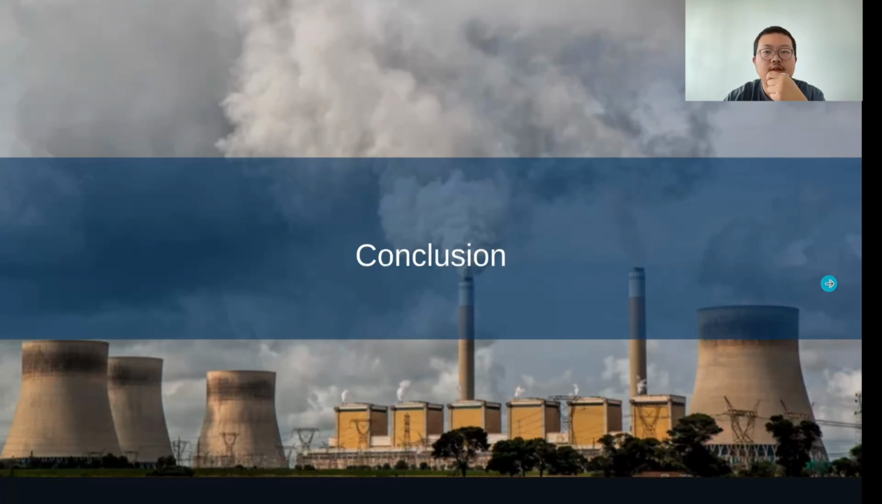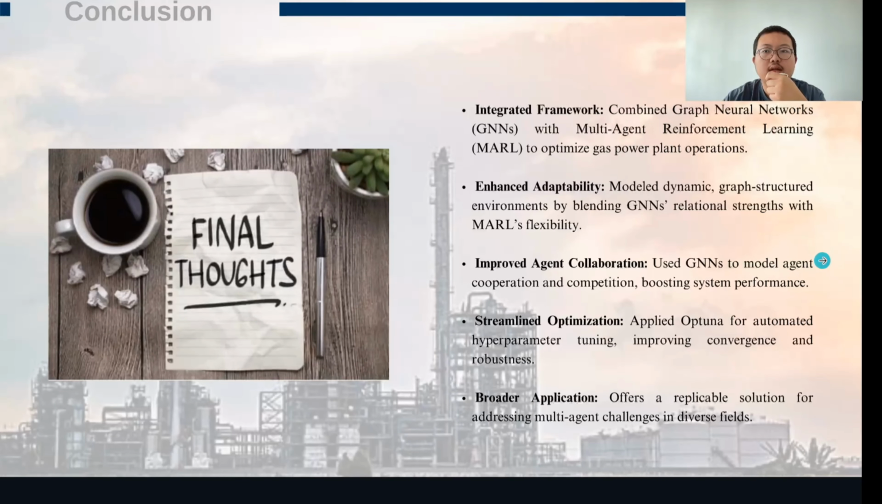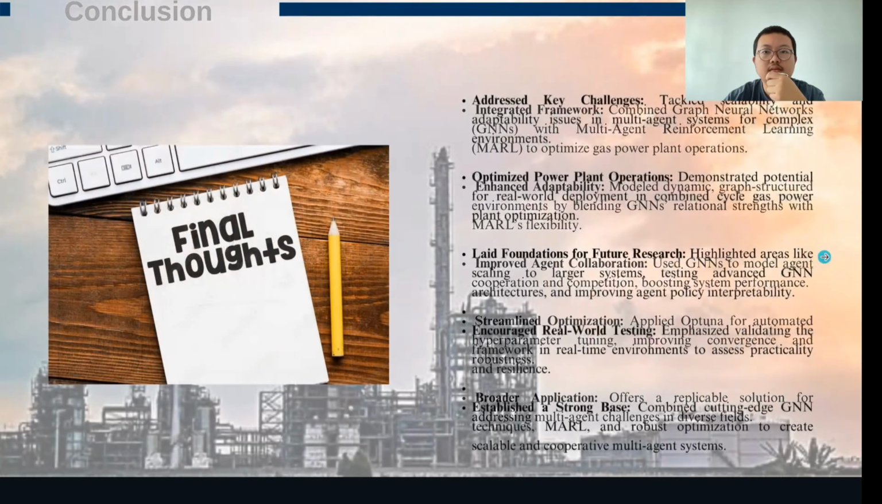So to conclude the project, we have combined a graph neural network with multi-agent reinforcement learning to optimize gas power plant operations. We modeled dynamic graph-structured environments by blending the GNN's relational strength with MARL's flexibility. We also used GNNs to model agent cooperation and competition, boosting the system performance. We also applied Optuna for automated hyperparameter tuning, improving convergence and robustness. This offers a replicable solution for addressing multi-agent challenges in diverse fields.